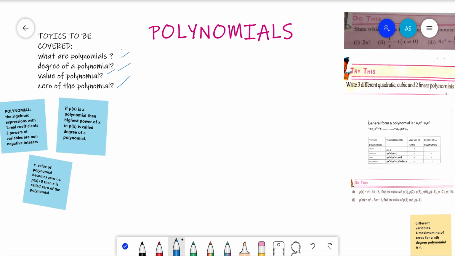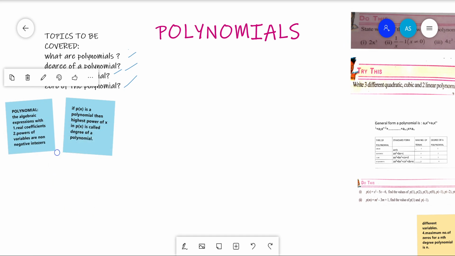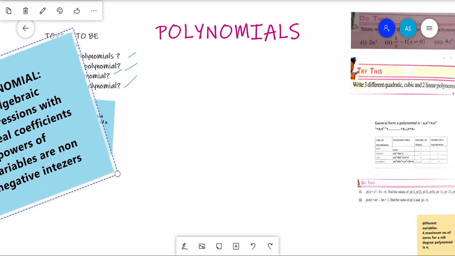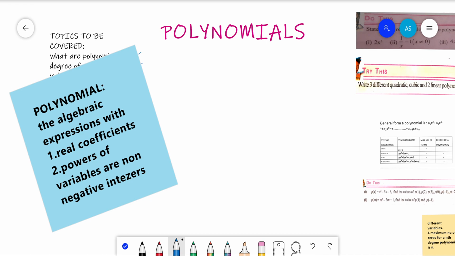Polynomials are algebraic expressions with real coefficients, and the powers of variables are non-negative integers. What is meant by non-negative integers? It means except the negative integers, all the remaining ones: 0 with the positive integers. That's why we write Z plus union the set 0, which is called the non-negative integers.